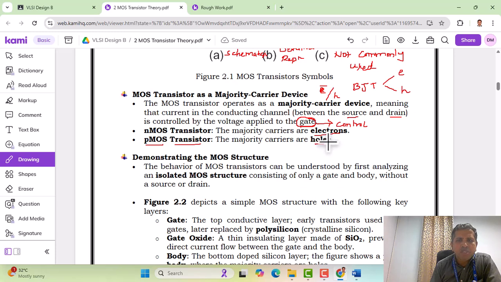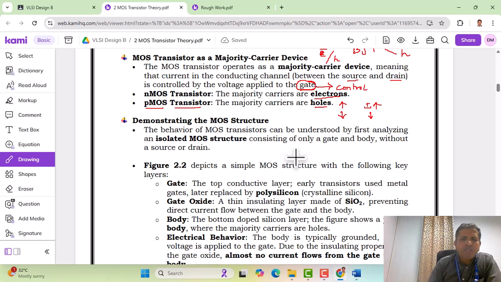So holes are responsible for the current flow in the PMOS transistor. Once again, the more holes, the more current flows, and as the number of holes decreases, the current also decreases. That's how the NMOS and the PMOS transistors operate.